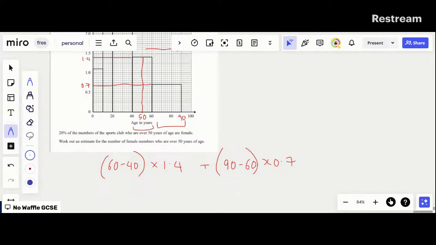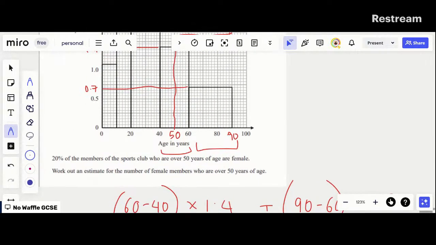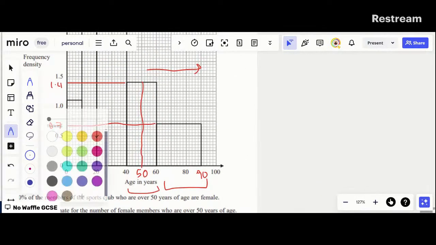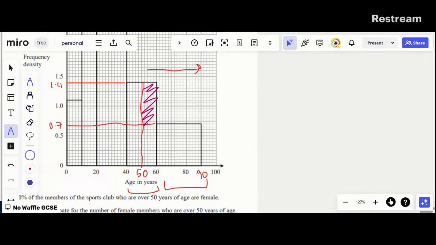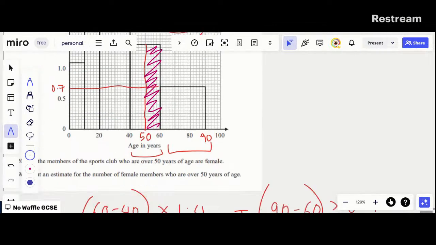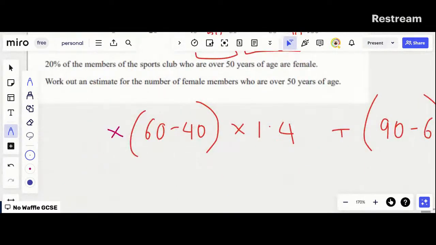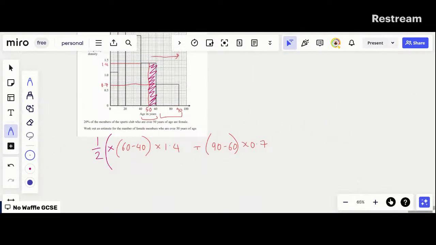But what you also need to take account of is that because we're saying over 50, not over 40, you're going to halve the value between 40 and 60. So it's going to be 60 minus 40 times by half for this first bit there. And then you should get 35.